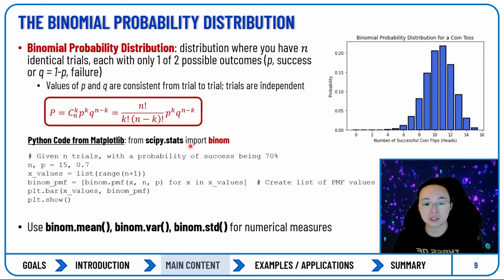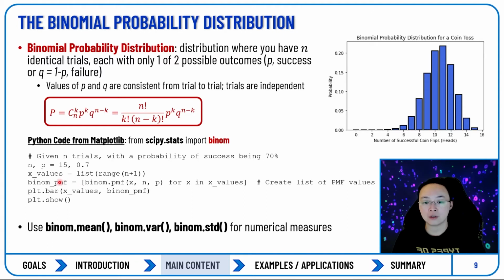And how do we use it? Given n trials with a probability of success p being 70% or 0.7, we can define them as n equals 15 for just a random number of trials. You can do whatever you want. And p is equal to 0.7. Now, the x values is going to be a list from a range of n plus 1. So you're going from all the values from 0 to n. So you have something like this.